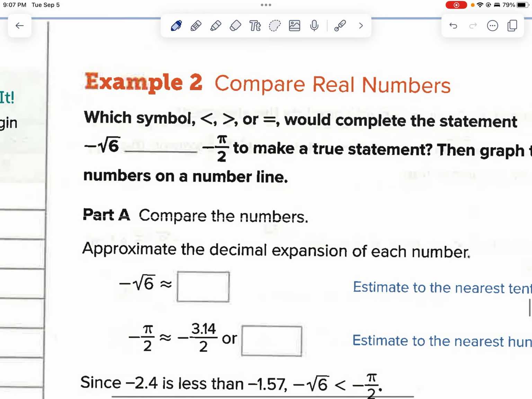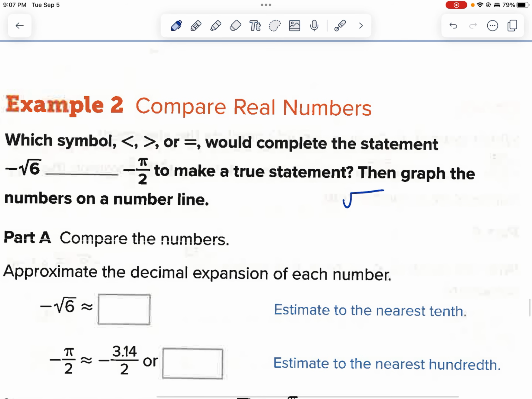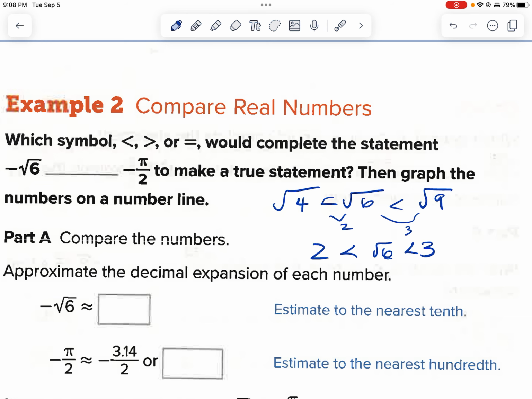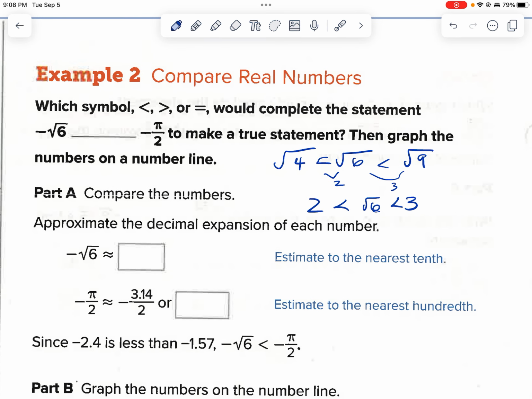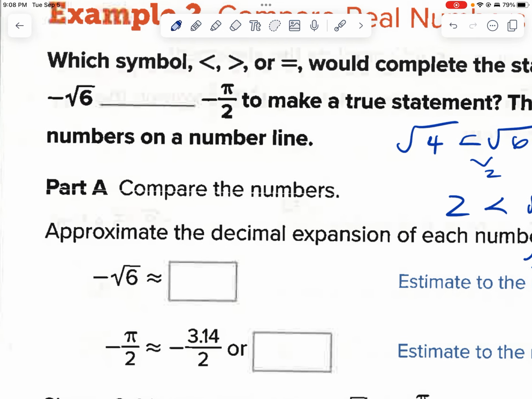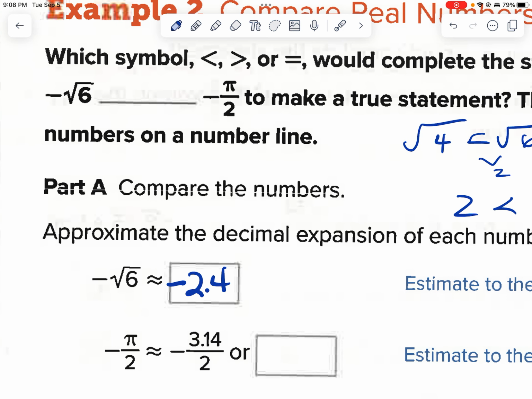Okay, so I take the square root of 6. Square root of 6 is between the square root of 4 and the square root of 9. It's 2 away here, it's 3 away here. So it's going to be between 2 and 3, and it'll be about 2.4. Okay, but this says negative. So negative 2.4.